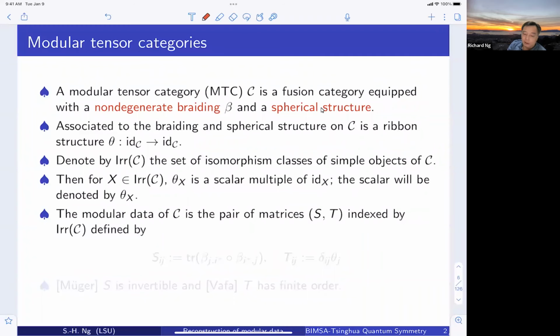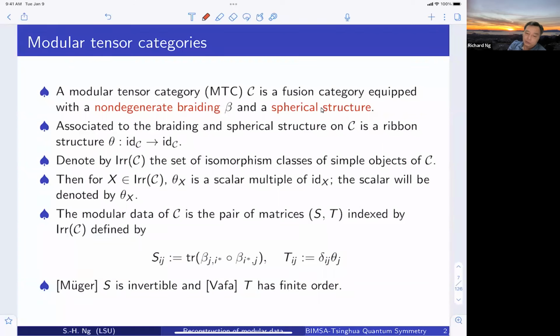So the modular data of C is a pair of matrices indexed by the irreducible objects, which are defined as follows. For the S matrix, you braid I star tensor J, and then you braid again J tensor I star. This is a double braid if you like to use the picture, but there's no need for today's talk. Then you take the trace, which means closing the loop. This is actually a number. So for each pair of simple objects, you get a number. Then you put them together, and they form a complex matrix. The T matrix is similar. You put the ribbon structure scalars on the diagonal of the matrix, and then you get the T matrix.